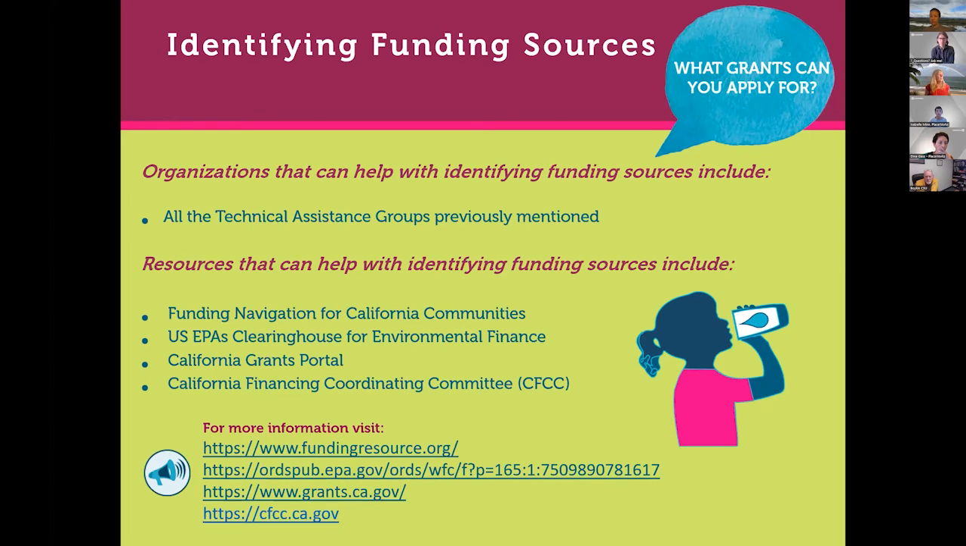So starting with funding navigation for California communities, there's a website, you can see there are websites down below for each of these four categories. Actually, I have never used that one. That's new to me. I have to check that out. There's the US EPA Clearinghouse for Environmental Finance. And more recently, the state of California and the federal government both have grant portals that have a great amount of information in them about where you can find funding for your projects.